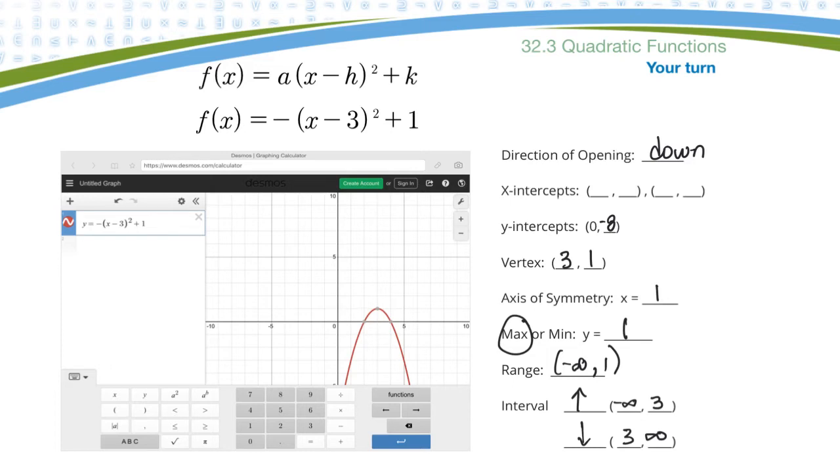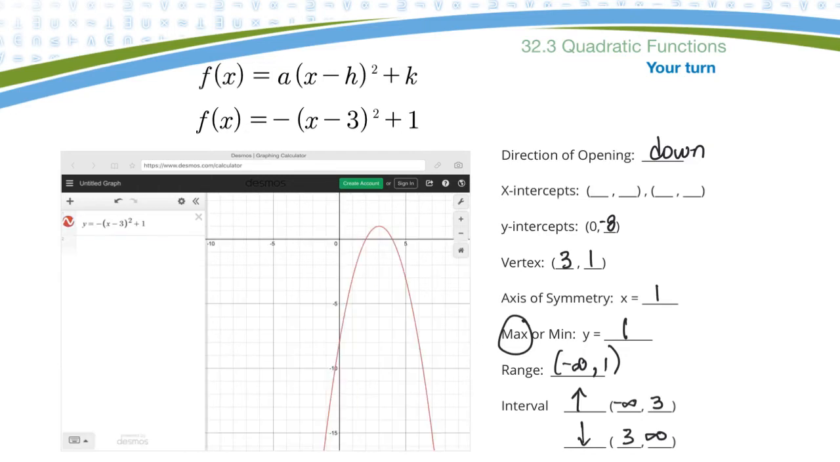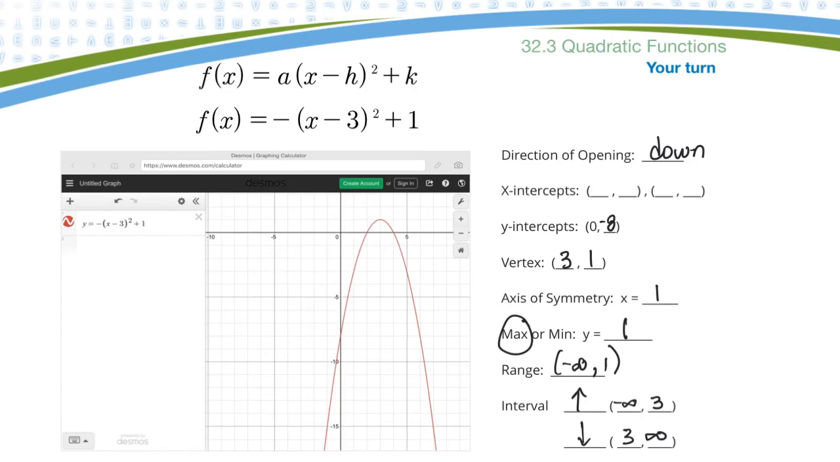I found the vertex to be 3 and 1. The graph looks like that, right. The y-intercept, if you look way down there, the y-intercept being -8, yeah, that's what I got. Axis of symmetry, oh, I got that wrong, because the axis of symmetry is always this number. Darn, I got one wrong.